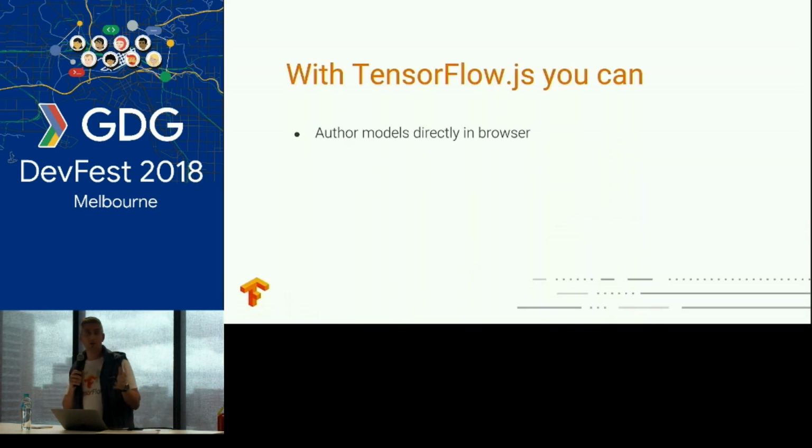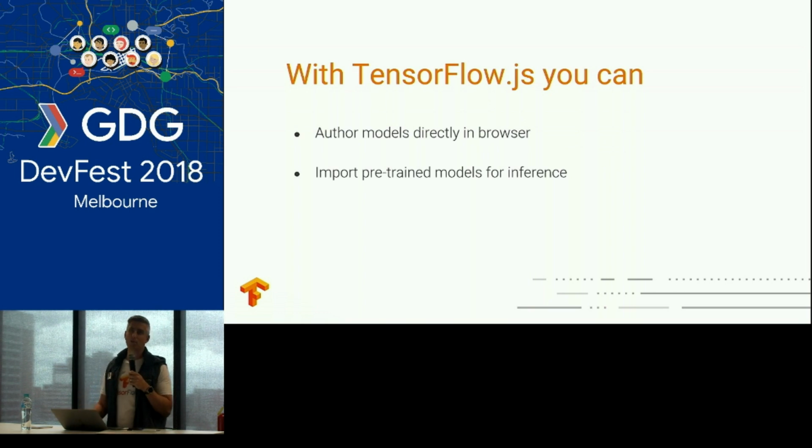You can author models directly in the browser, so you can train from scratch. With TensorFlow.js, you can load up code, write your model, and learn in the browser. I'll give you an example of this later on. You can also load a pre-trained model for inference. So in Adam's example, you can download the MobileNet model, load it up in the browser, and use it yourself.